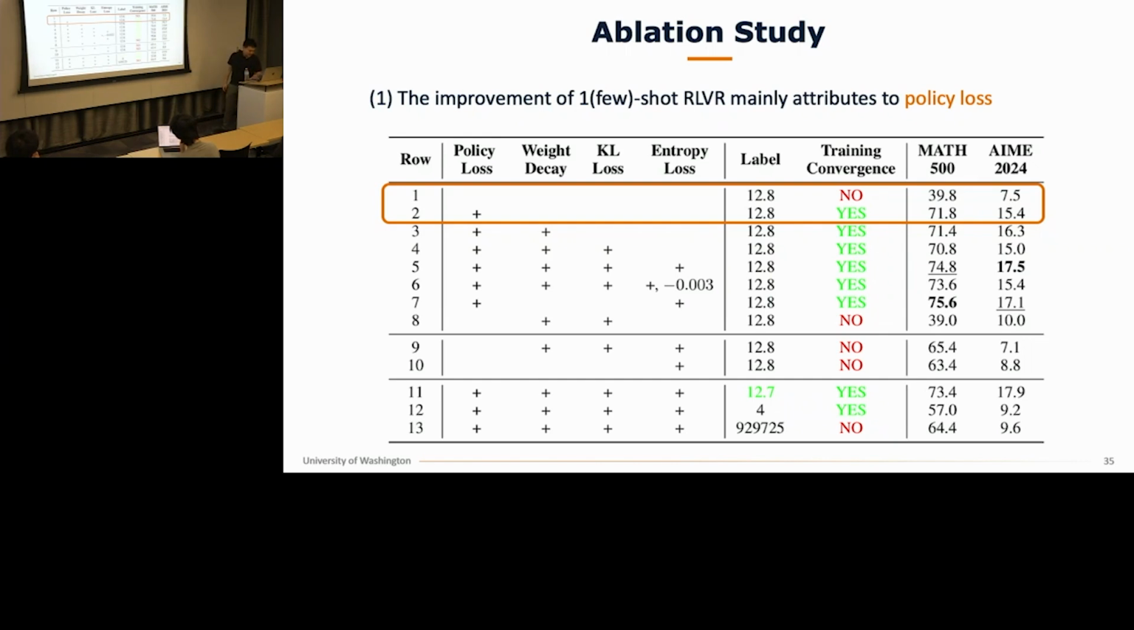And then if you add further terms, for example, this term and this term, the KL loss alone, or adding additional KL loss, doesn't give you much improvement either. But the entropy loss actually does give you more improvement. You can compare this line to this line. So on this scale, that's a significant improvement. Okay, so that's adding one term at a time.